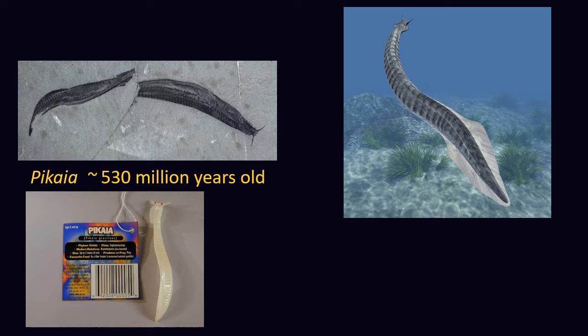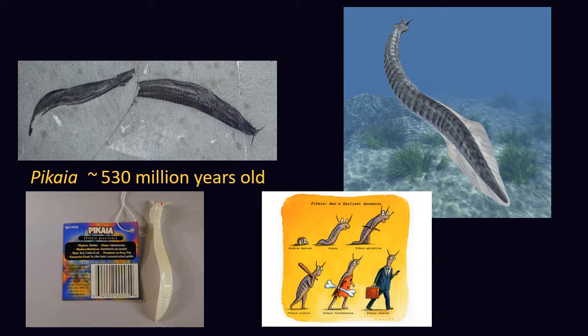And people kind of grasp onto this. You can get a glow-in-the-dark Pikaia. There are some comics that don't quite understand how evolution works, but I really like Pikaia flintstoniensis in there, so we'll give it a pass.